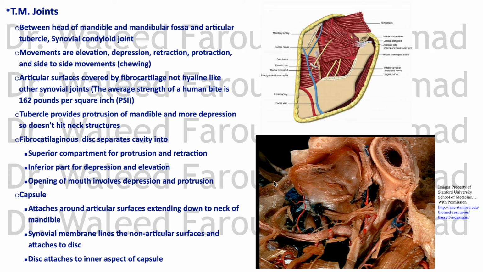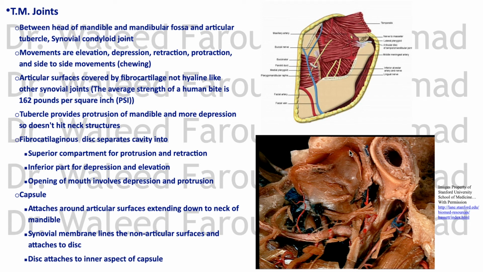You study this with the TM joint. TM joints are joints between the mandible and the skull. The articular surfaces are the head of the mandible and the mandibular fossa plus the articular tubercle. Remember, the articular tubercle and the mandibular fossa. These are the articular surfaces for the joint.